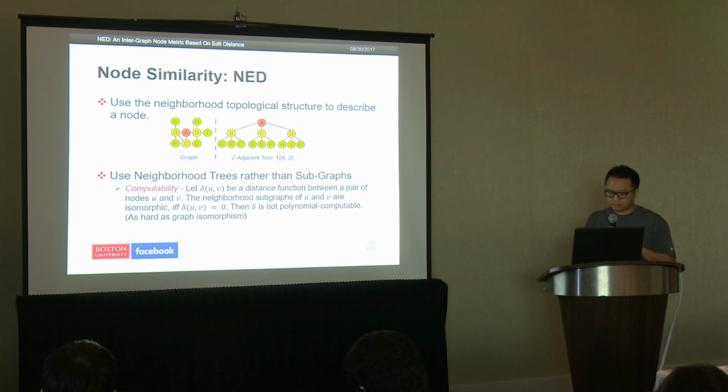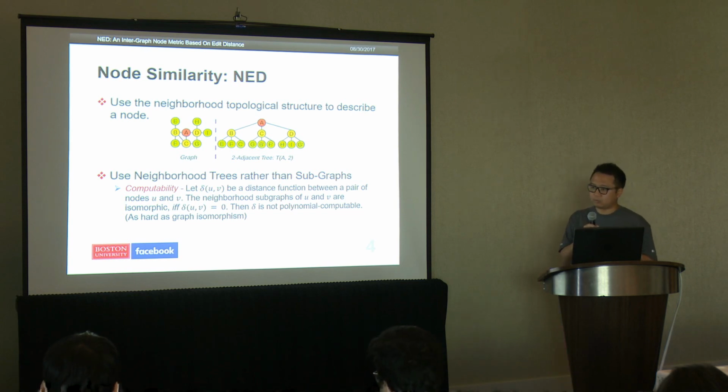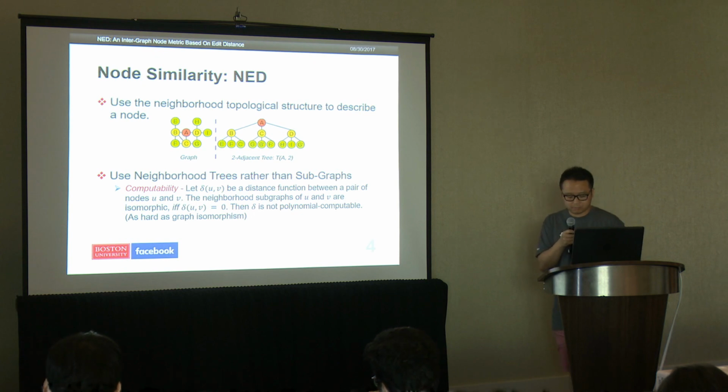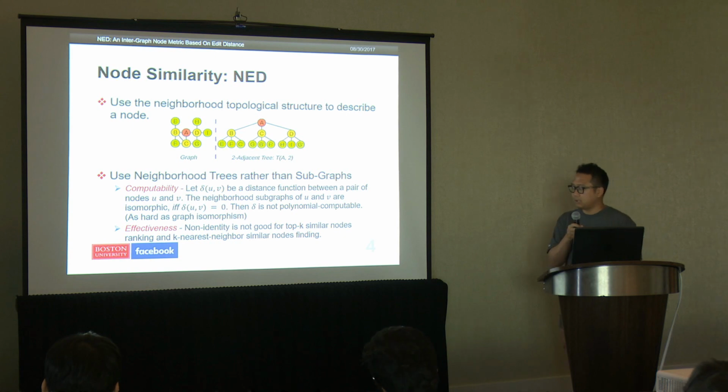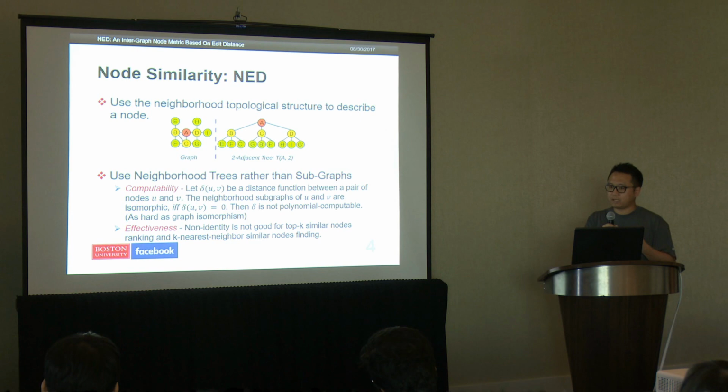We pick neighborhood trees rather than subgraphs because we can prove that if we want a node similarity which satisfies all the metric properties, one important thing is identity. The computation would then be as hard as graph isomorphism, which is not known to be polynomial time computable. But if we discard this important property, it will cause problems with top k similar nodes. You may have multiple similar nodes with very small distance, but actually they're not exactly the same.